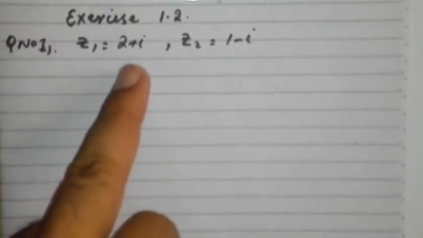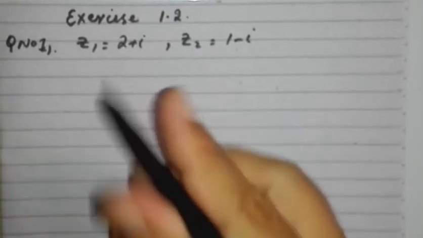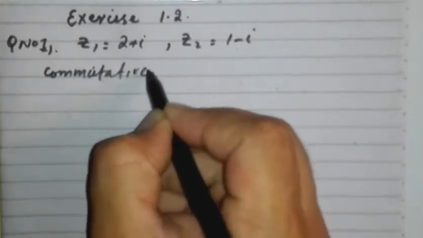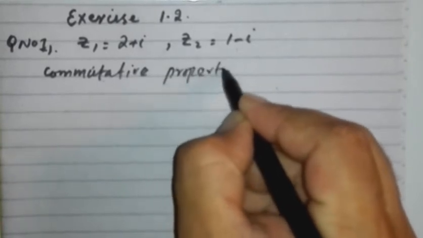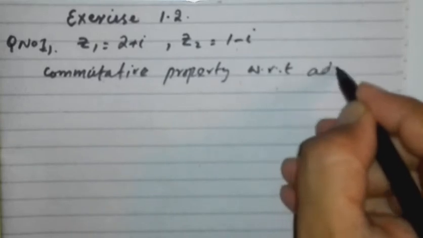Exercise 1.2, question number 1. If z1 is equal to 2 plus iota, z2 is equal to 1 minus iota, then verify commutative property with respect to addition and multiplication. Commutative property with respect to addition.